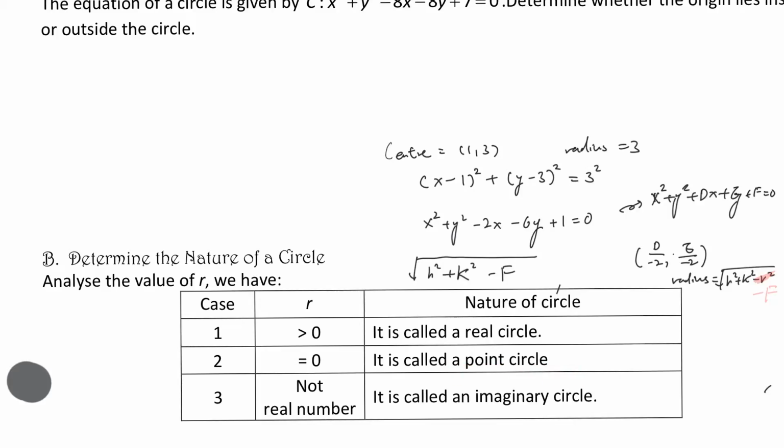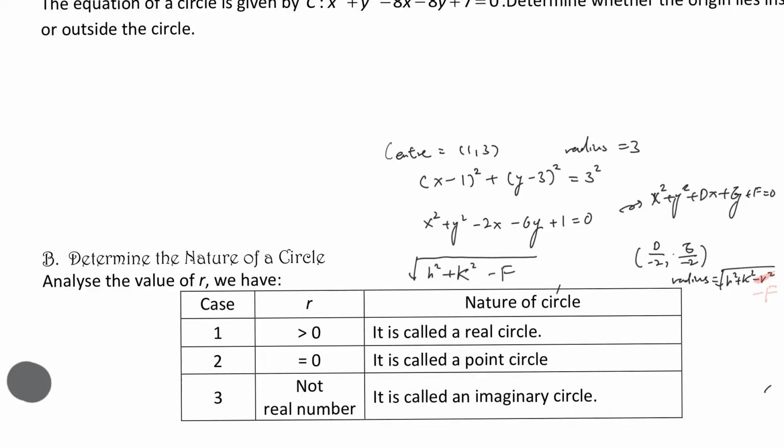How about if inside the square root this is a negative number? What's the value of r? r is not a real number. So we'll call this an imaginary circle.